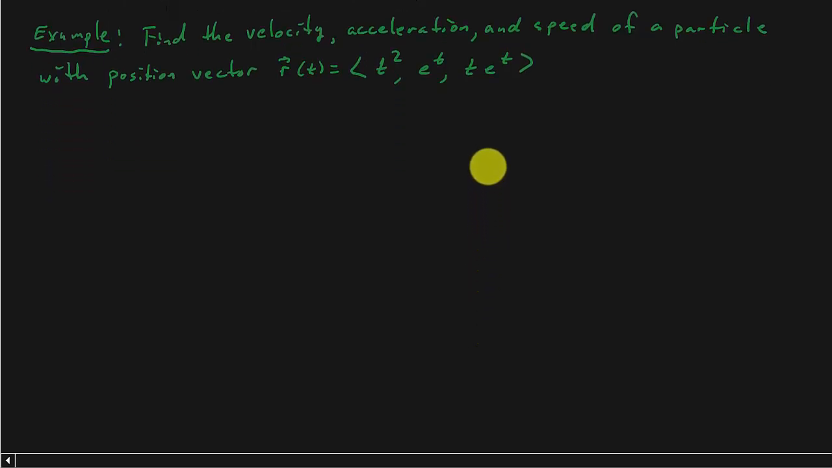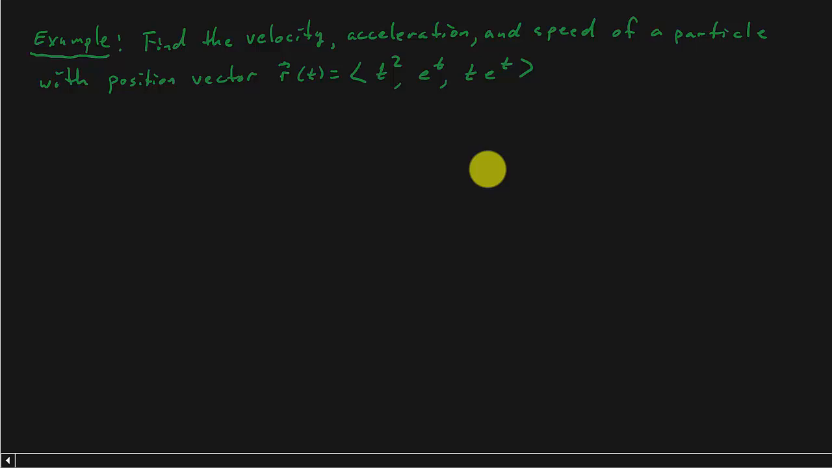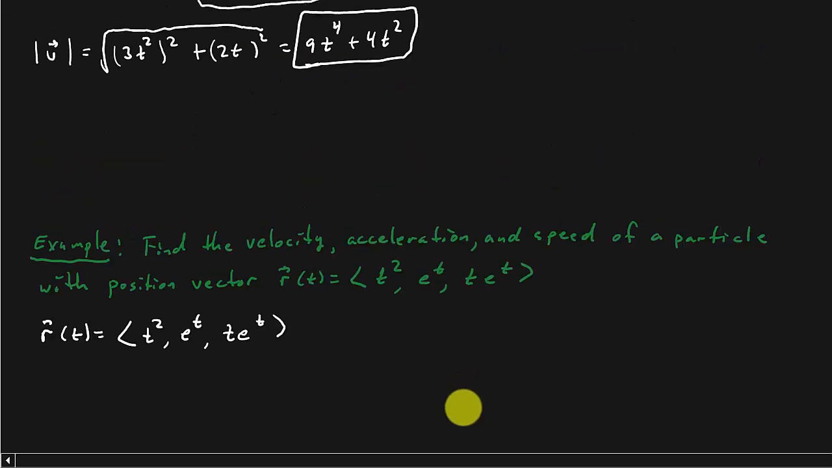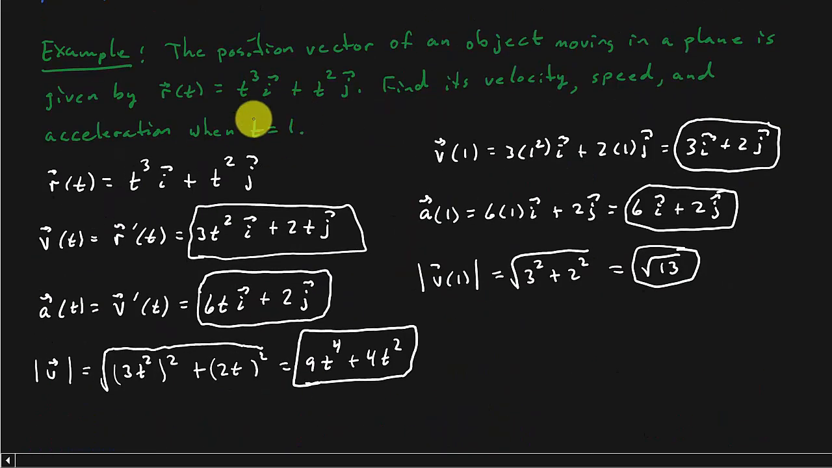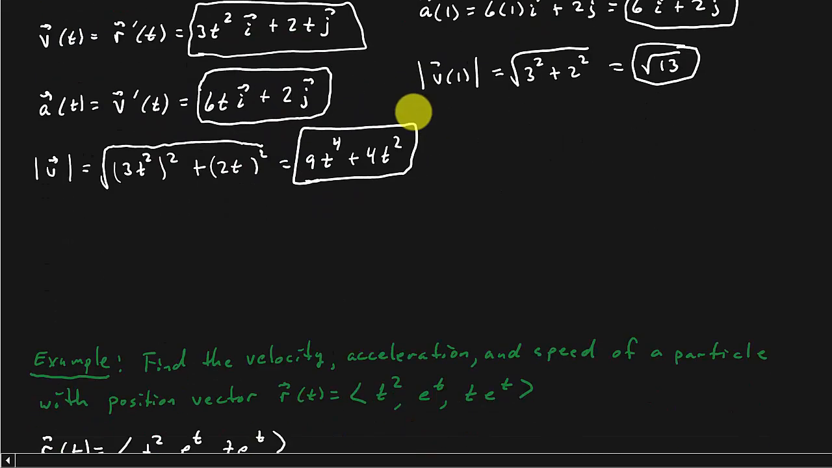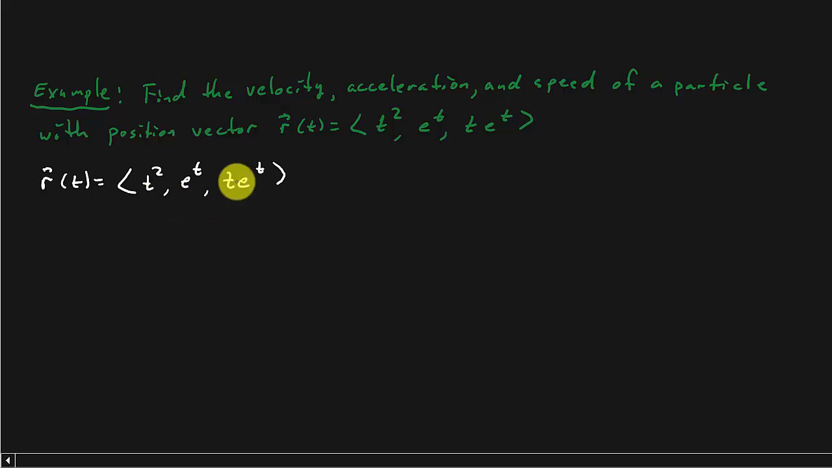All right, so let's look at this. Find the velocity, acceleration, and speed of a particle with position vector r of t. All right, so we've got r of t is equal to t squared, e to the t, t e to the t. So it's the same thing as the other one. They're not asking us to evaluate it at t equals 1, and instead of writing it in this i j or i j k form, they're writing it here with the components.